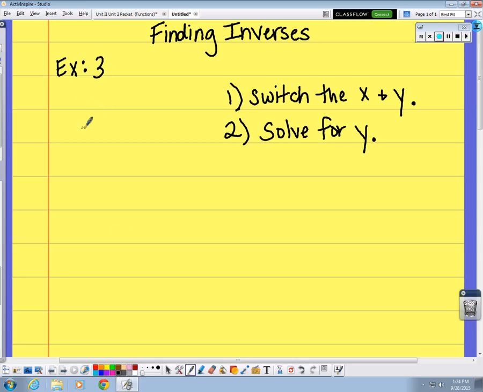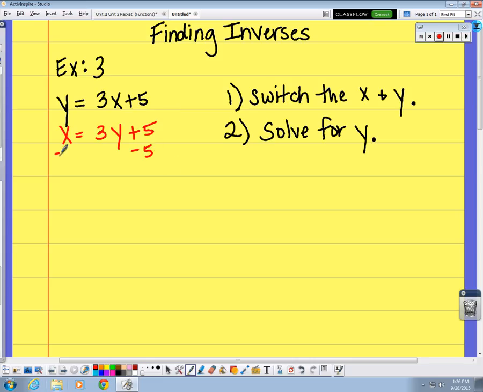Alright, example 3. y equals 3x plus 5. I'm going to give you about 1 minute to try this one by yourself before I go over it. Okay, the first thing we have to do is switch the x and the y. When we do that, it'll say x equals 3y plus 5. Then we're supposed to solve for y, so how would we start that process?